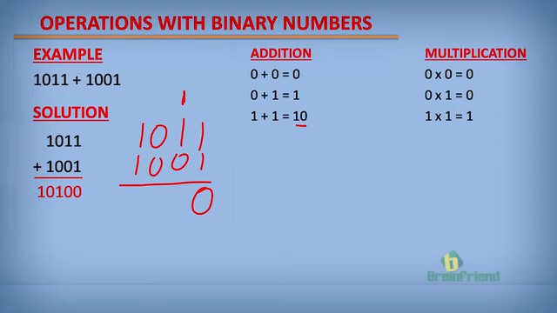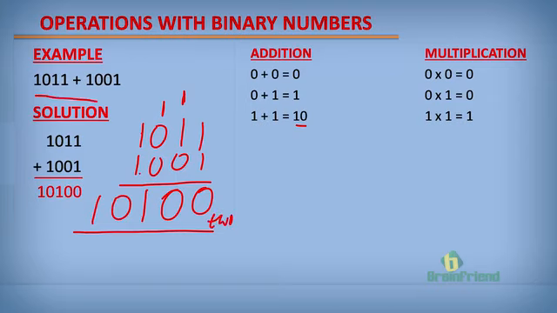1 plus 1 is 10. Write down the 0, carry the 1. We have 1 plus 0 is 1. And then 1 plus 1 here is 10. So 1011 plus 1001 is 10100 in base 2. So this is the answer for the addition of these based on the binary identities.